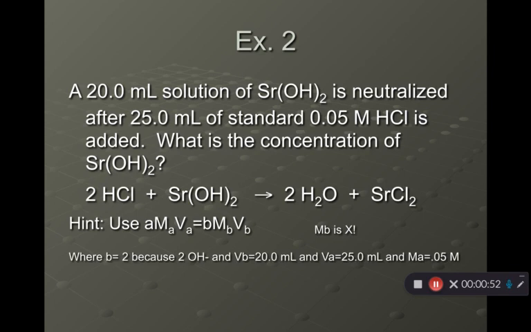The b in front of the MBVB is 2 because you have 2 hydroxides. The a in front of MAVA is just 1, so I didn't write it down, because you only have one H in HCl. But in strontium hydroxide, you can see the 2 OHs. The VB is 20 milliliters. They say that you're going to use 20 milliliters of the base to neutralize. And then your VA is 25 milliliters for your acid, and your MA is 0.05 molar concentration of that acid.